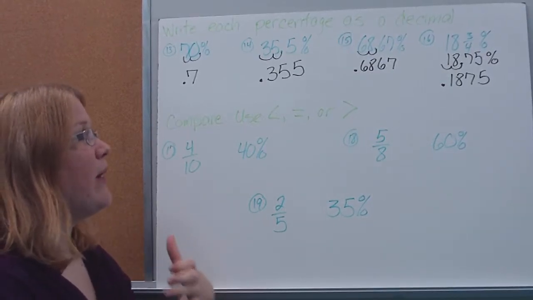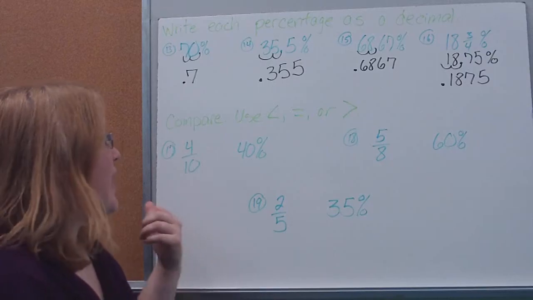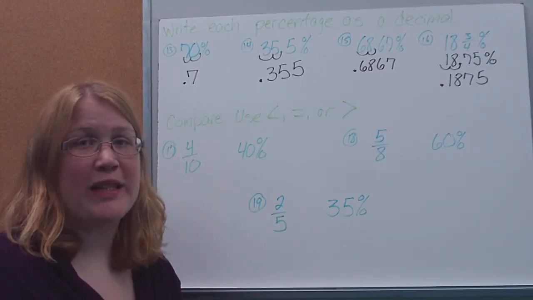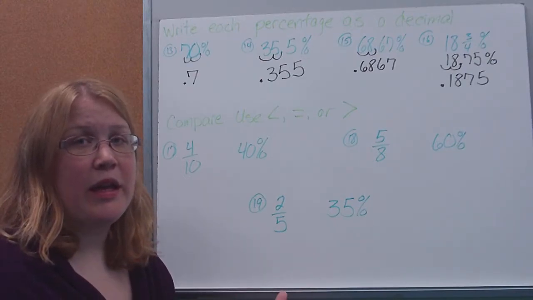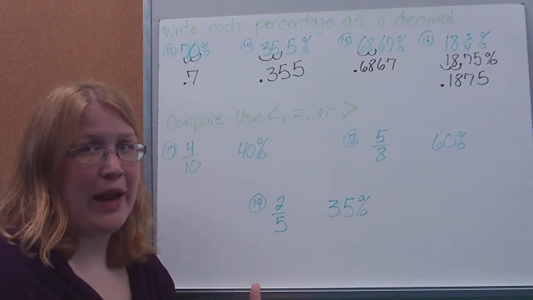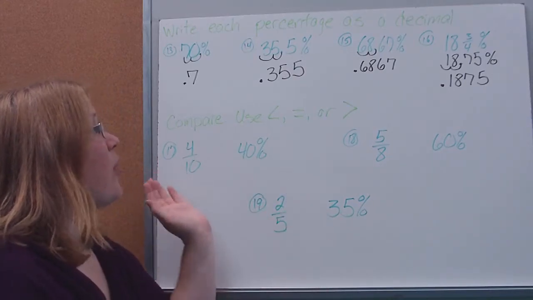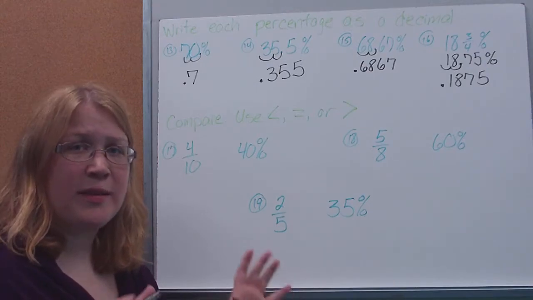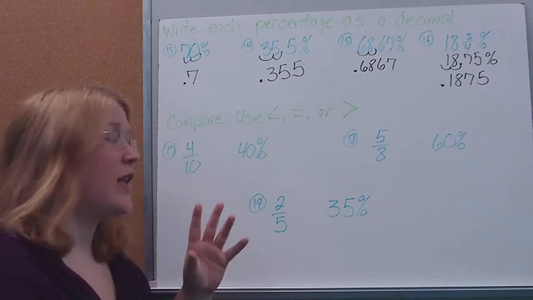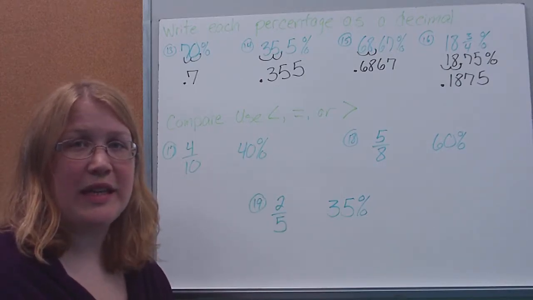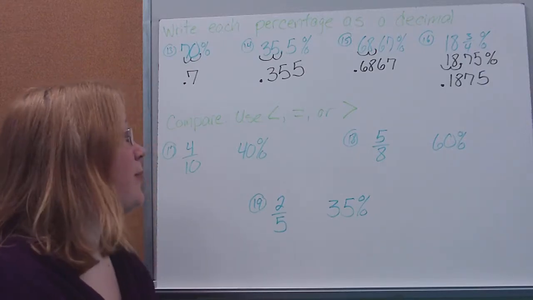So here, moving down to comparing, we're going to use our greater than, less than, or equal to symbols. What you'll notice is I have a fraction and a percentage, which means I need to write them both in the same form in order to compare them, because it's very hard to compare apples and oranges. So we want to get them to apples. It doesn't matter which way I do it. I could change them all into decimals, percentages, or fractions, whatever works easiest. But I want to make sure that I have them in the same form so that I can tell which one is bigger.